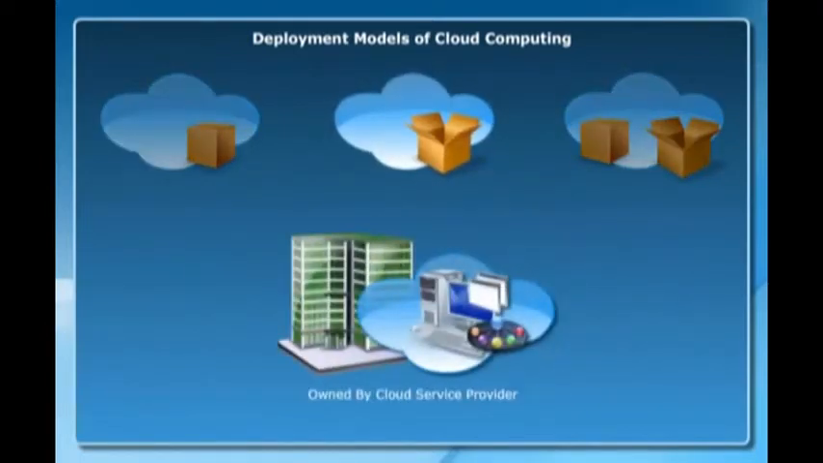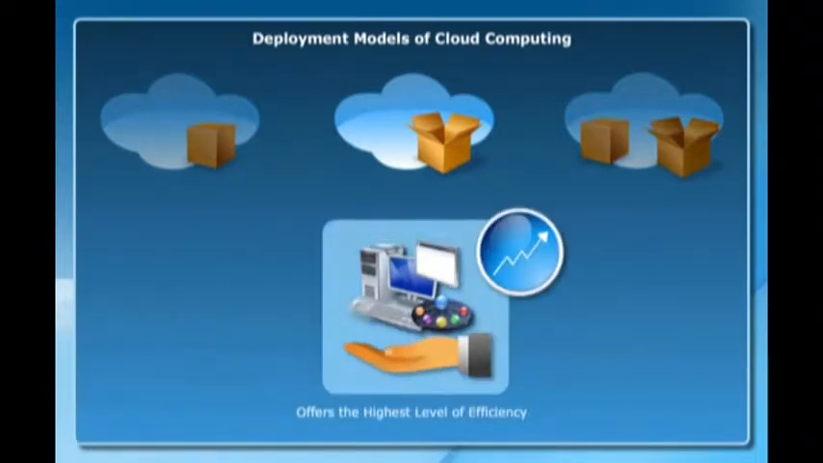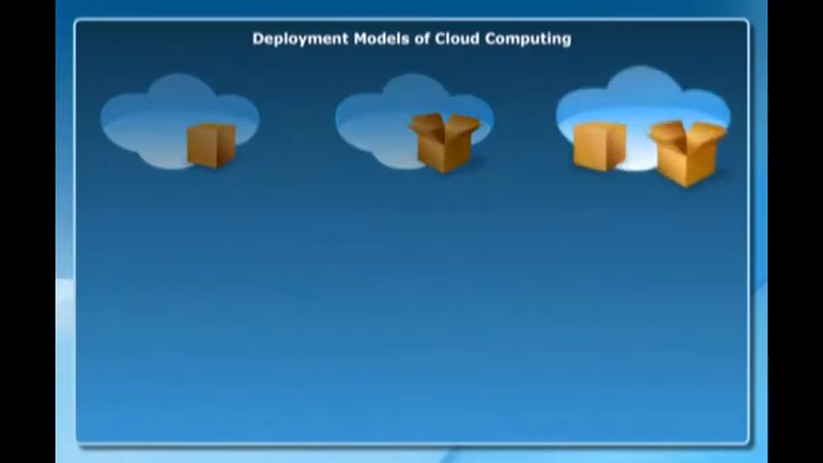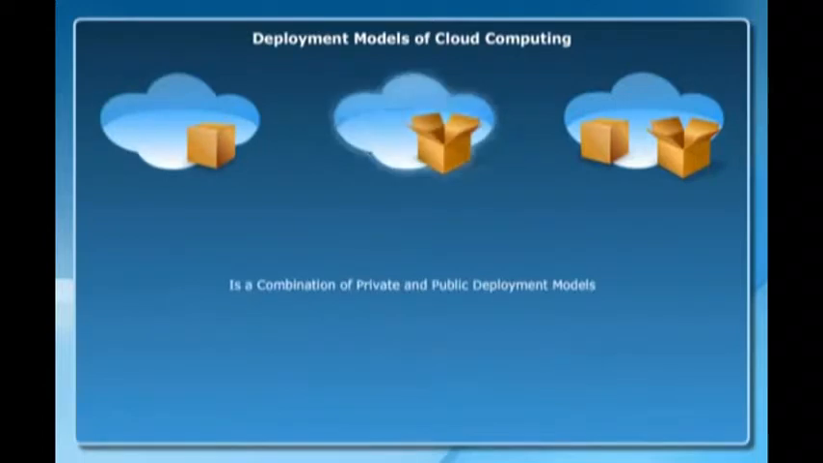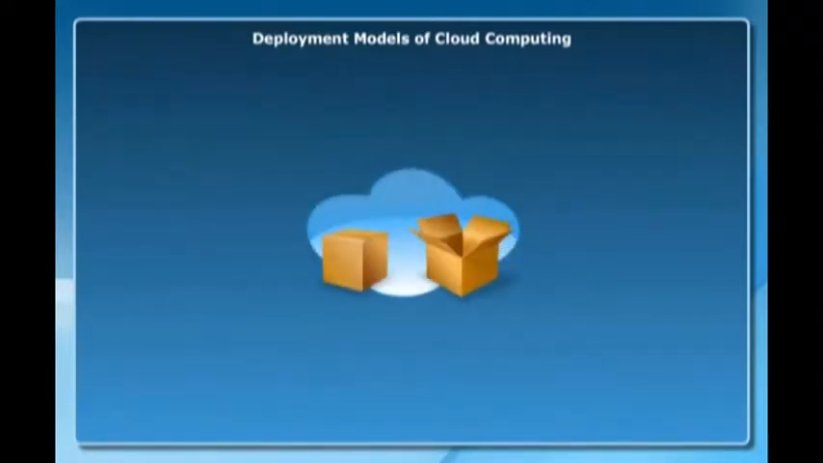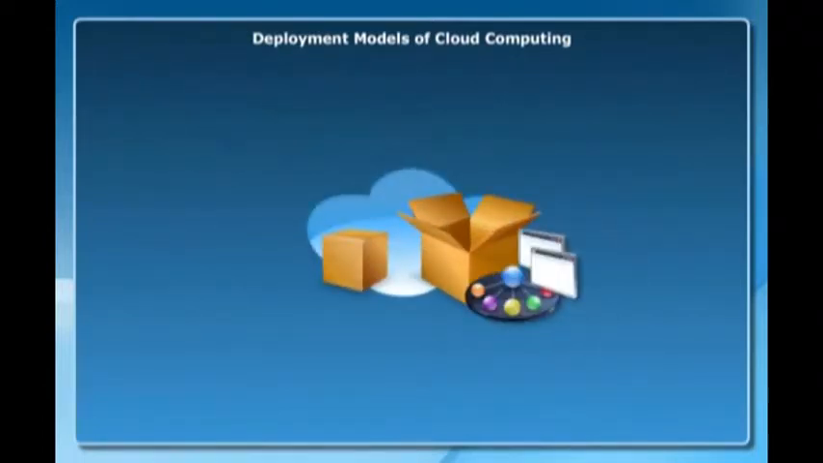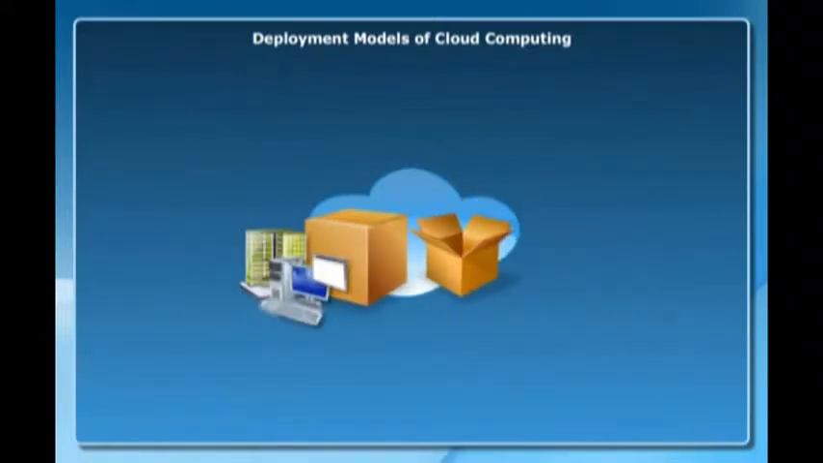A public cloud is owned by the cloud service provider and offers the highest level of efficiency in shared resources. A hybrid cloud is a combination of private and public deployment models. In a hybrid cloud, specific resources are run or used in a public cloud, and others are run or used on premises in a private cloud.